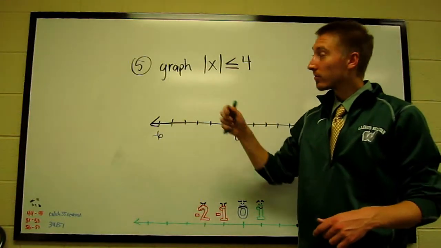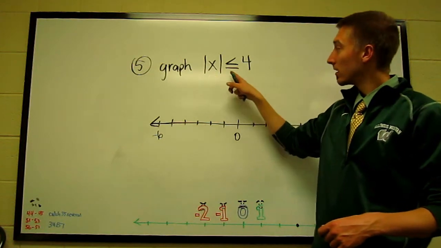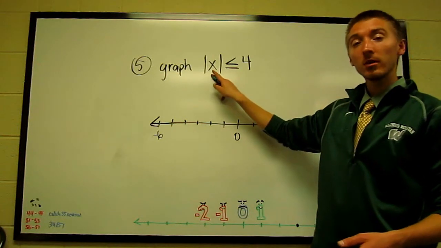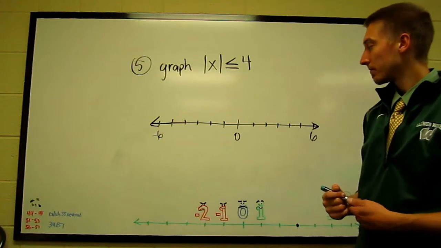Can we graph number 5? We're going to graph this inequality that the absolute value of x is less than or equal to 4. So this is really just saying that the distance from 0 is going to be less than or equal to 4 for all of these numbers.